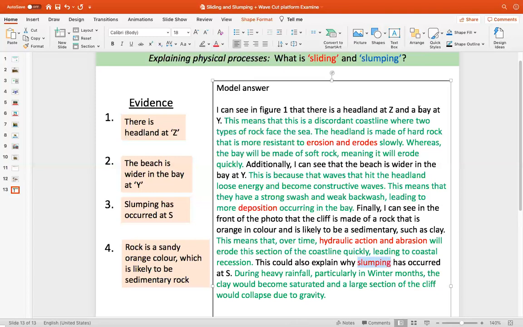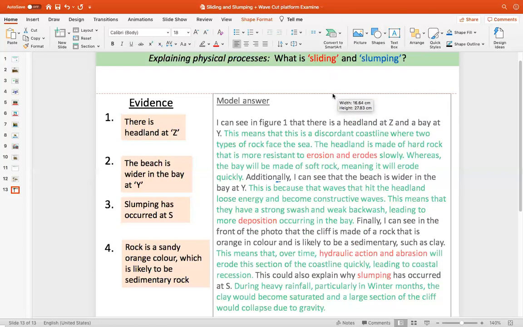Now, I think we have plenty of physical processes. We've got four different types of physical process. We've got four bits of evidence in there. And we have a really nice balance of explanation in green versus evidence. Your explanation should be the main part of your answer. Your evidence is important. You should have four pieces of evidence, but the explanation is equally important. Okay, I hope that has helped in explaining how to answer an 8-mark exam question.